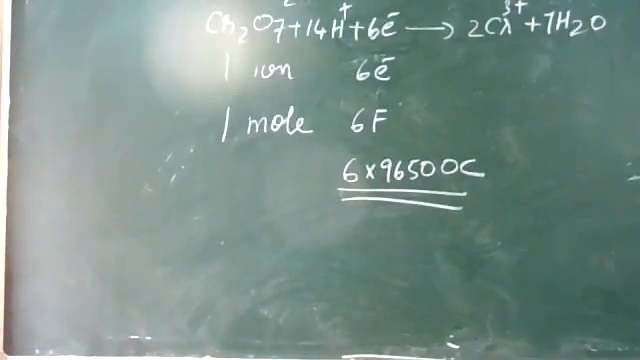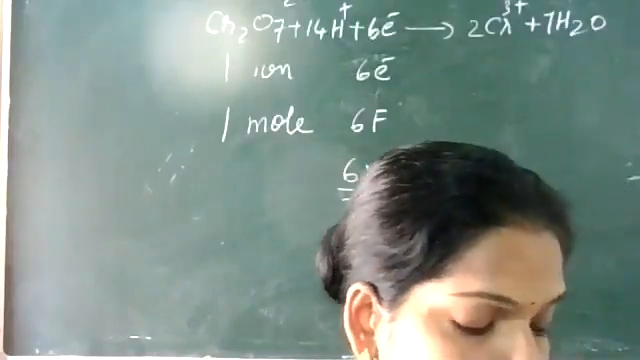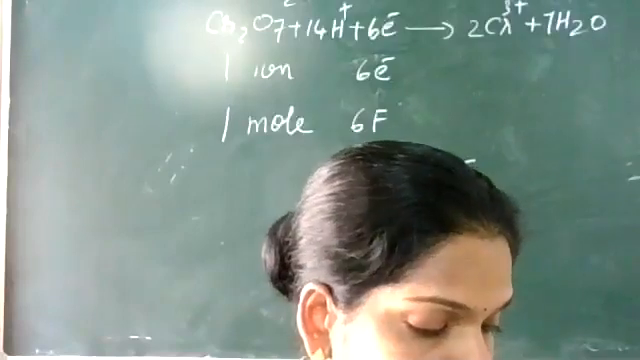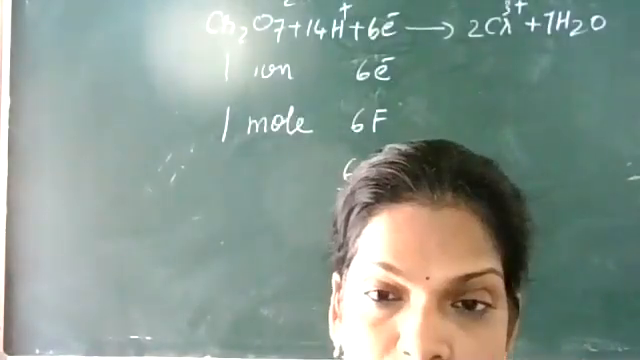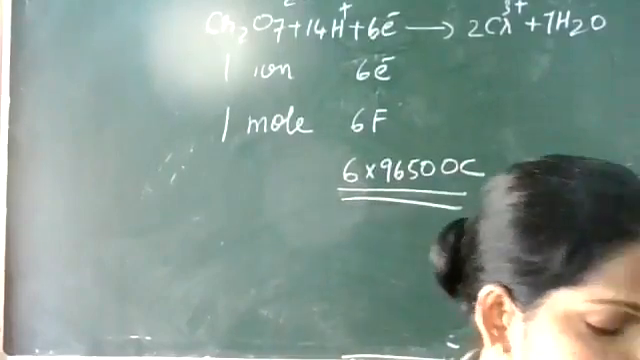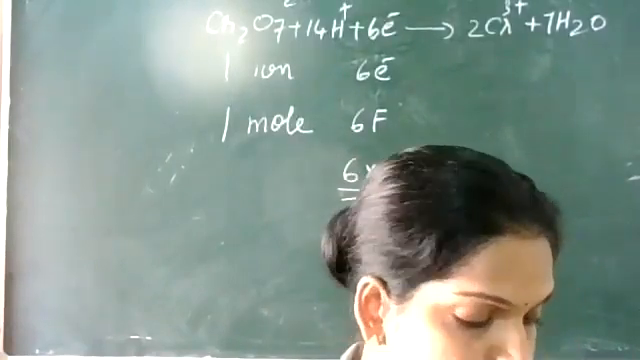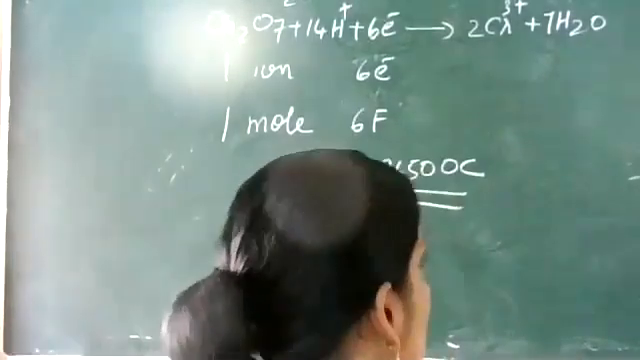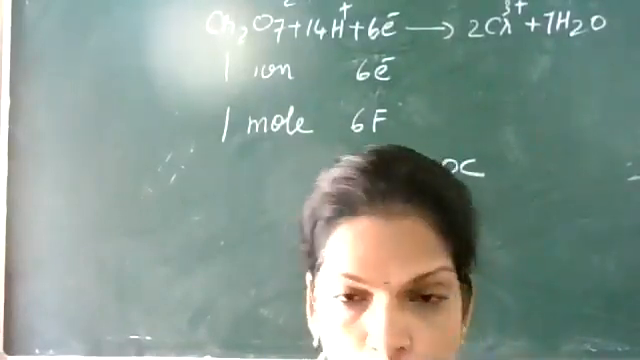The next question. When a current of 0.75 amperes is passed through CuSO4 solution for 25 minutes, 0.369 gram of copper is deposited at cathode. Calculate the atomic mass of copper.